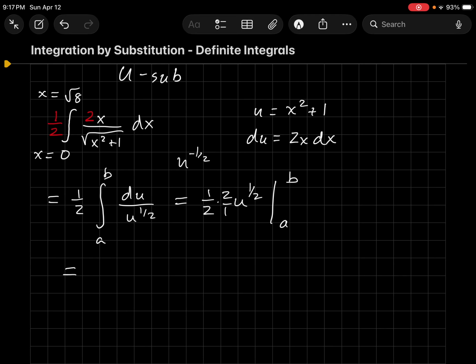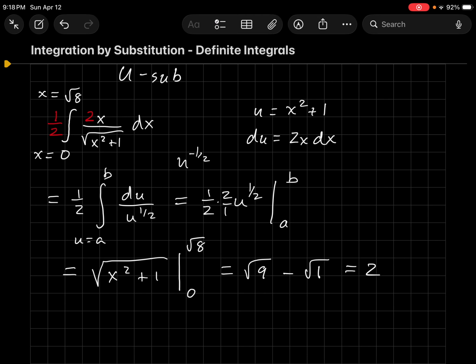And then we can back substitute, giving us u to the 1/2, or the square root of x squared plus 1, from x equals 0 to x equals the square root of 8. So method 1 is to put placeholder limits. I usually put a and b. Integrate, back substitute x's, and then replace our x limits that we had originally. And if we plug in x equals the square root of 8, we get the square root of 9 minus the square root of 1, which equals 2. That is certainly a way to handle this. I usually do it a different way, though.